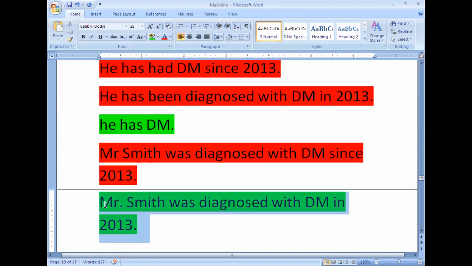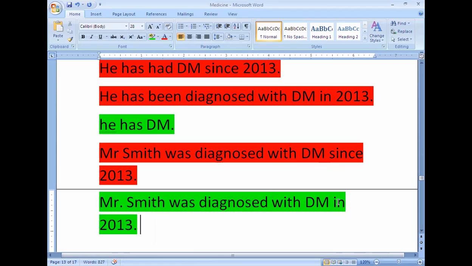My question is why this is correct? Because we use since with present perfect. Just this one, why is it correct? Because we put here a verb, diagnosed. No, the time period. This is something in the past. When you use in 2013, then we need to use past tense here. Was diagnosed.